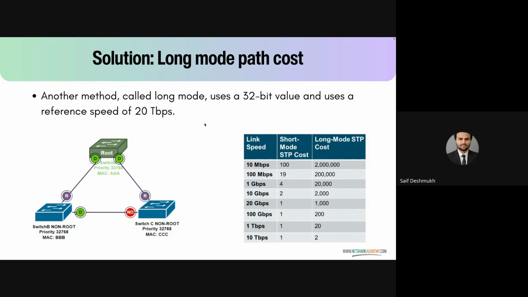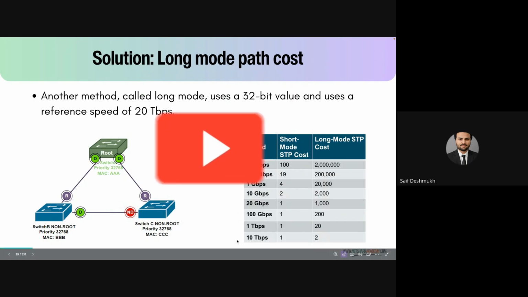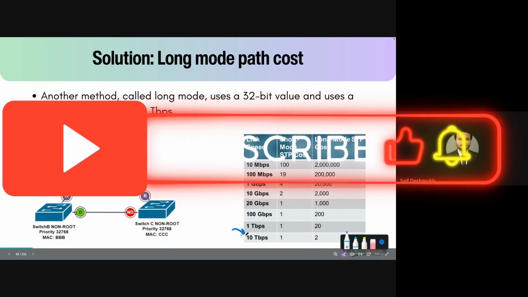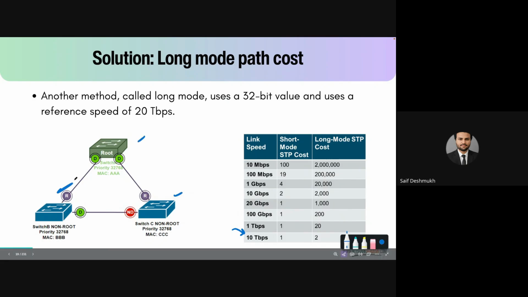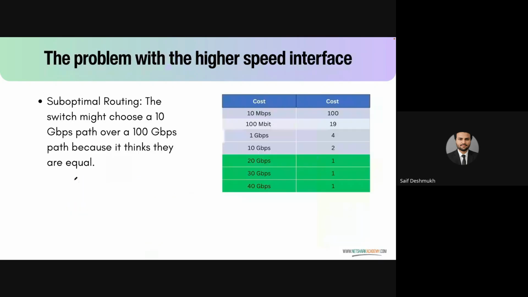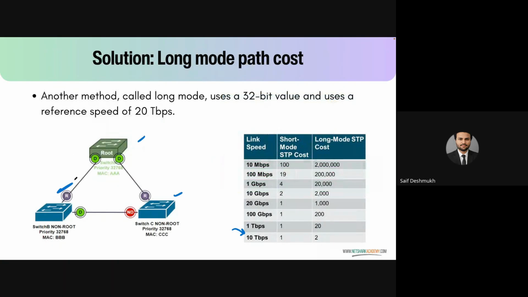So another method was the long mode cost. It is a 32-bit value. Short mode was a 16-bit value. This can accommodate higher bandwidth interfaces. As you can see, it has support up to 10 Tbps in spanning tree. But if you're enabling this, you want to make sure that you enable it pretty much everywhere. Otherwise, you're going to have suboptimal switching. So this is the short mode cost, and this is the long mode cost. You can see the difference. After 20 Gbps, here it is only 1, 1, 1.